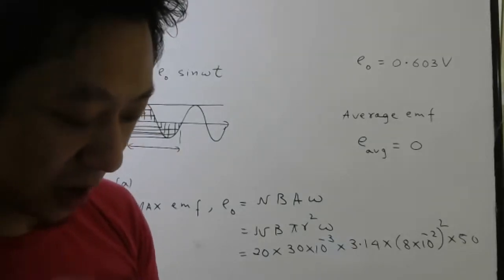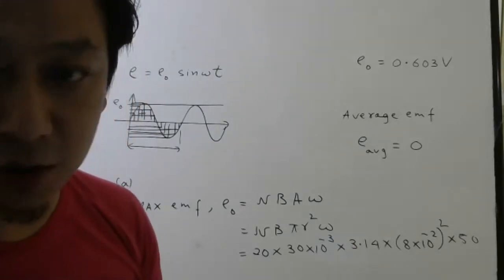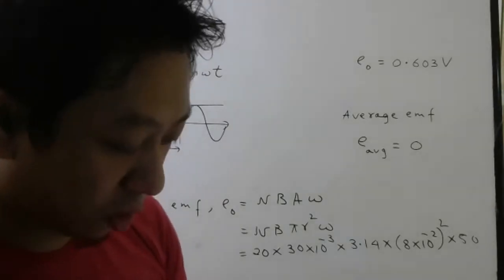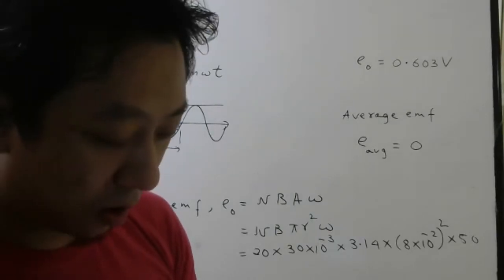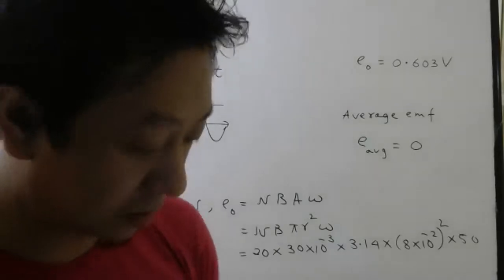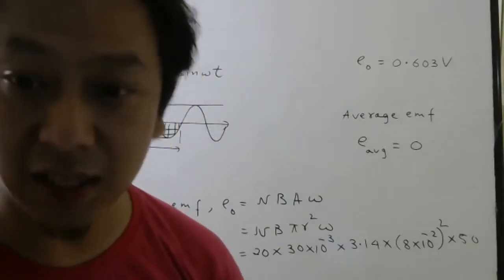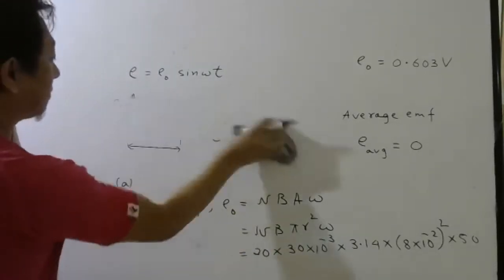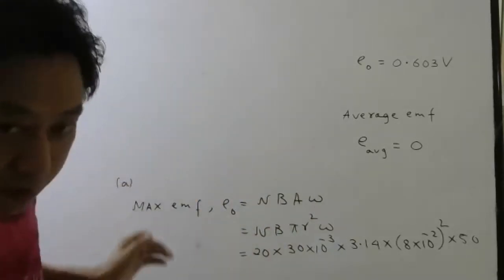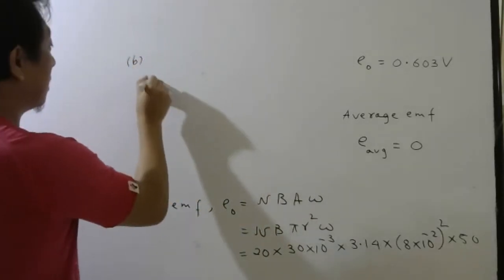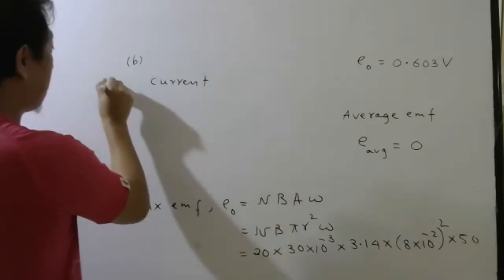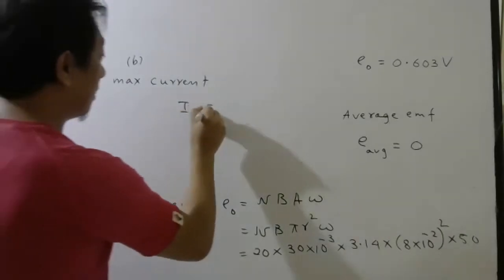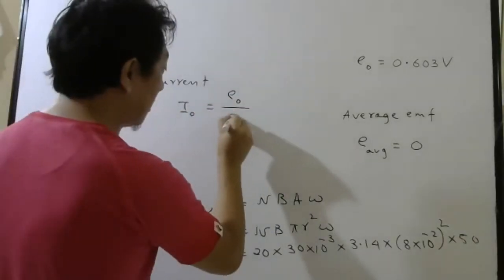Obtain the maximum and average EMF induced in the coil. That is over. Second part is what? If the coil forms a closed loop of resistance 10 ohm, calculate the maximum current in the coil. Current they are asking, maximum. That is very simple, right? So for part B, current they are asking maximum. So let us write I naught. So I naught will be what? EMF maximum divided by resistance.